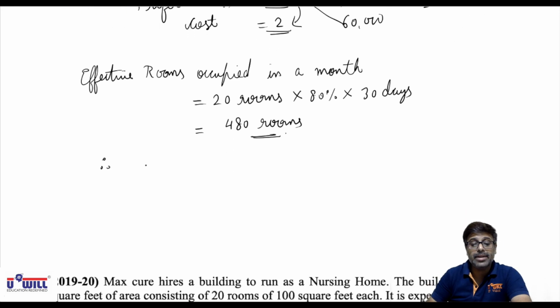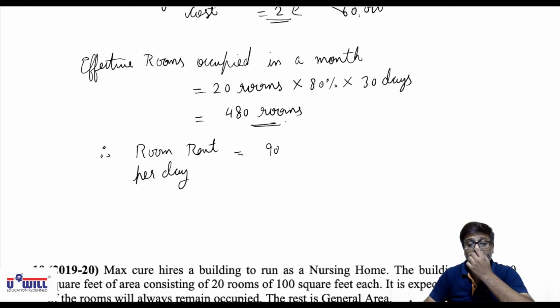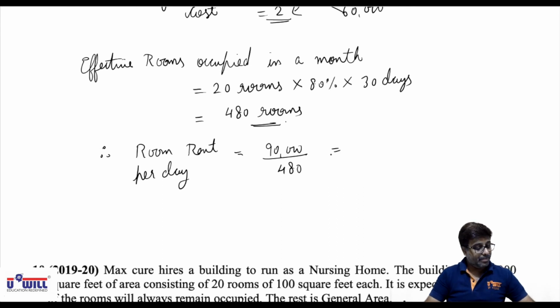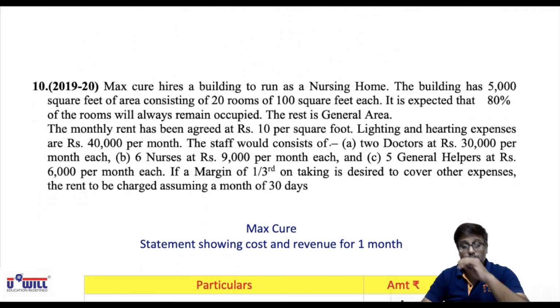So the room rent per day to be charged would be equal to, we have to recover 90,000 rupees from 480 rooms. Okay, so 90,000 divided by 480. 90,000 divided by 480 per day per room means we must charge rupees 187.5 rupees. Okay, now question 10 all of you will try on your own completely. I'll just discuss the question and entire question all of you will try completely on your own.